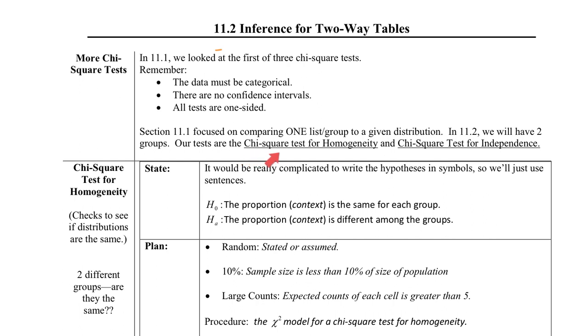So our tests are the chi-square test for homogeneity. I know that's a weird word. Homogeneity just means the same. And the chi-squared test for independence. So we'll find out what that one is in a moment.